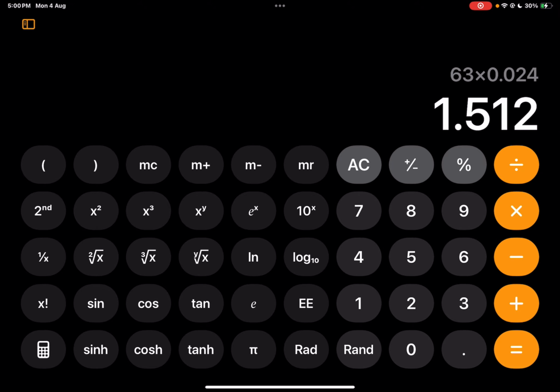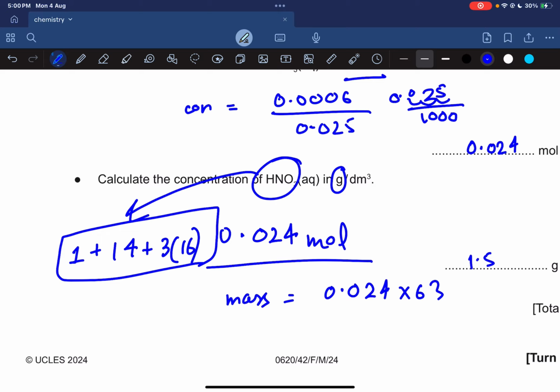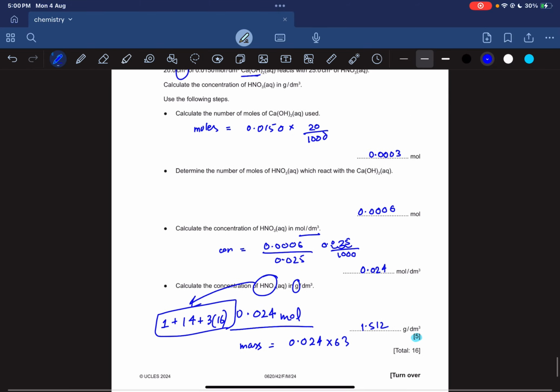0.024, that gives me 1.512. I hope I've done it correctly, because I'm not very good at calculations.